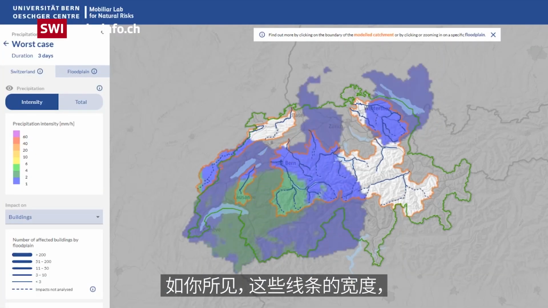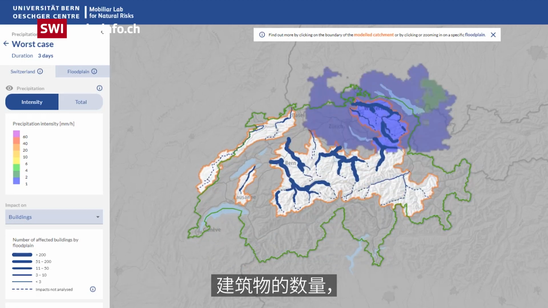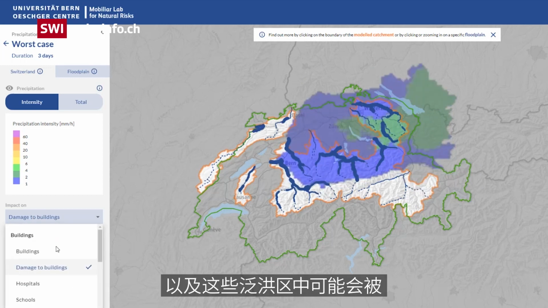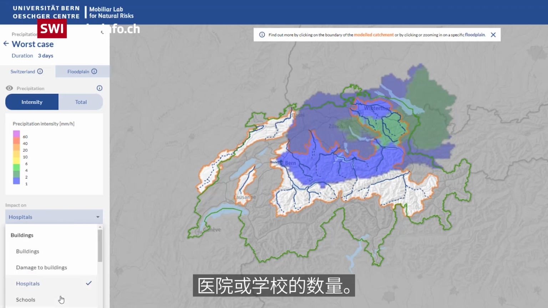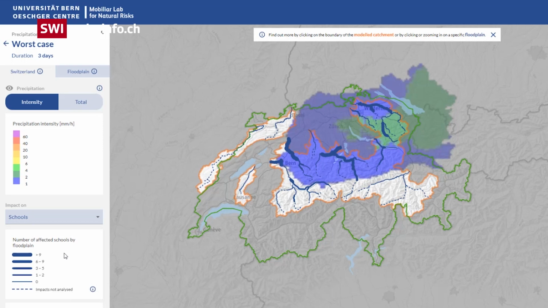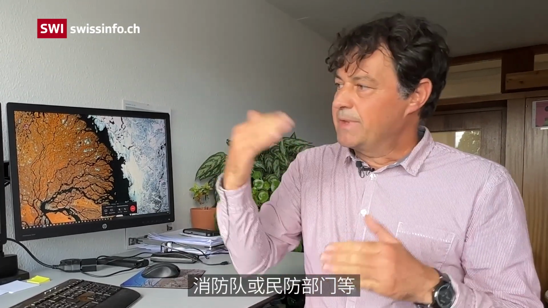So the width of these lines, the rivers, is showing the number of affected buildings, for example, or the number of hospitals being flooded in these floodplains, or the number of schools, for example. With this time axis, you can build a narrative of what happens at which hour of this event. And with this narrative, or the storyline of an event, the intervention forces like the fire brigades or the civil protection units can create training programs.